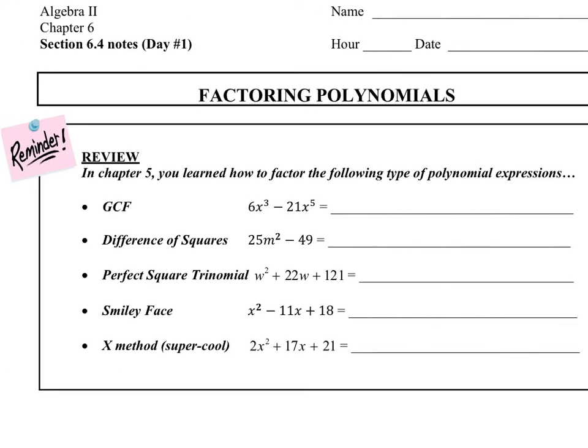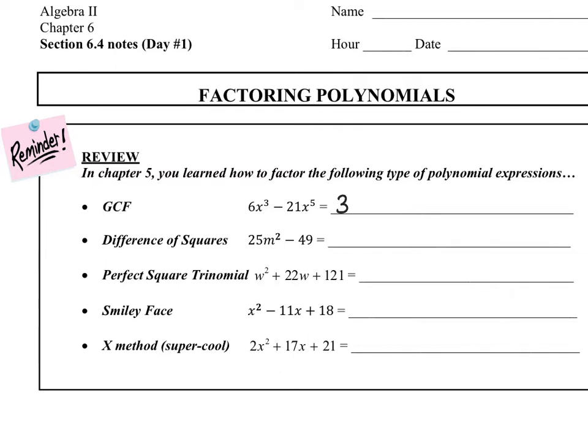This is the first thing you're going to do no matter what type of polynomial you're given. So GCF is going to be the largest number and the smallest exponent that goes into all the terms. So what's the largest number that goes into 6x cubed and 21x to the fifth? Hopefully you said 3. 3 is the biggest number that goes into both of those numbers.